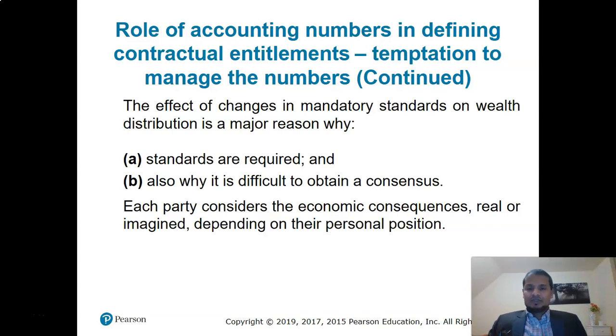So if they follow a particular standard, then all right, what will happen? The standards are required, the mandatory standards. They have to follow these standards, and then it would be difficult for them. Why is it difficult to obtain a consensus? So each party considered this, and this is why we need accounting standards. We are talking about that, all right? If there is no standard, then someone will say we can record the financial statement in this way, someone will say we can follow that way. So it's very hard to make a consensus.